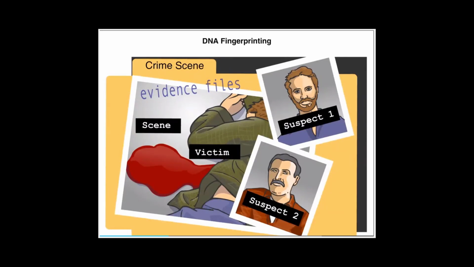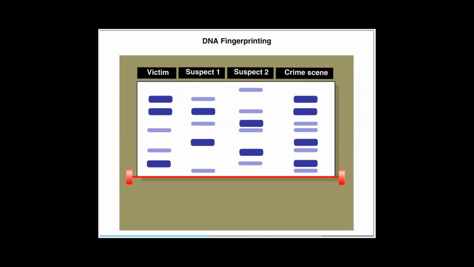DNA fingerprinting can be used to determine if one of the suspect's DNA matches DNA found at the crime scene. The necessary blood samples from the crime scene, the victim, and the suspects can be collected and analyzed. Here are the results of the analysis.